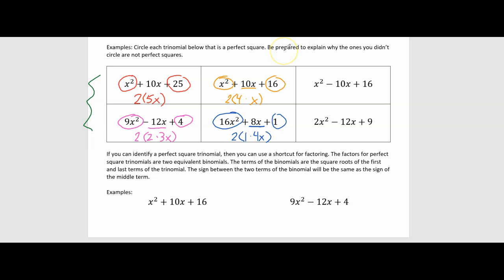Over here, we'll do this one in purple. Right off the bat, this is not a perfect square, because the square root of 2 is not a whole number. Square root of 2 is irrational. So no good, no good, no good. The other 3 are good.